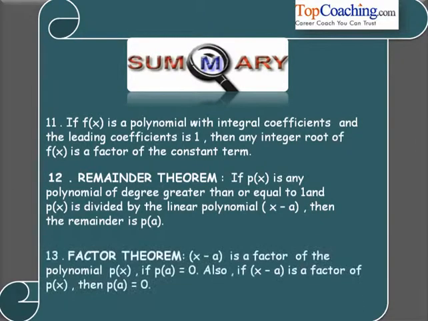The next is the factor theorem. It says that x - a is a factor of the polynomial p(x) if p(a) is equal to 0. Also, if x - a is a factor of p(x), then p(a) must be equal to 0. So simply it says that if p(a) is equal to 0, then x - a would be a factor of p(x). Also, if x - a is a factor of p(x), then p(a) must be equal to 0.